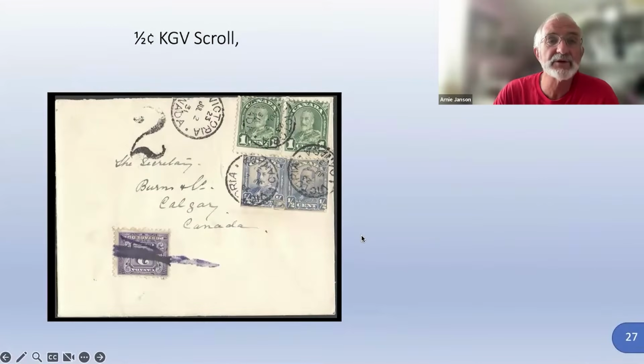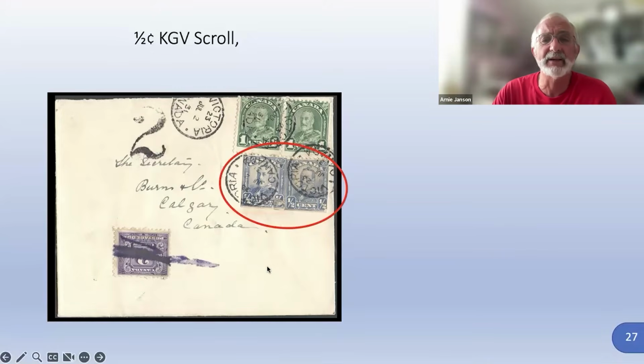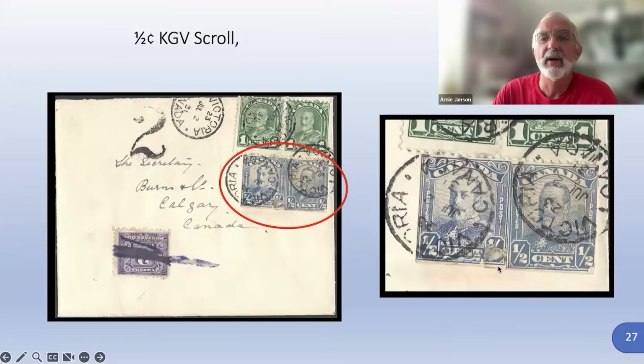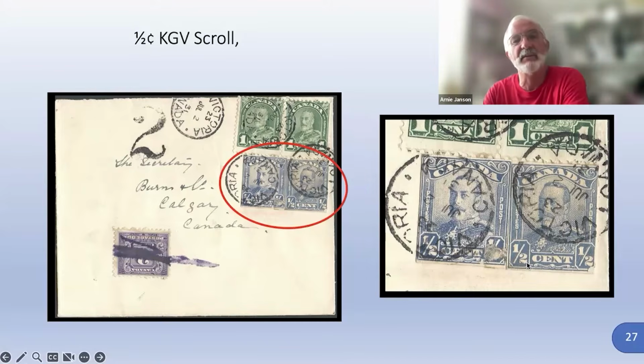Here's a half-cent King George V scroll. Most people probably have never seen the half-cent stamp. It's not listed in the catalog. And it looks like it's got a little bit of perforations at the top here. Well, that's all fake. There it is here. These are cutouts taken from a piece of postal stationery, a postcard at the time, which had a half-cent rate. And so someone needed an extra cent to make up the 3-cent rate and took cutouts from postal stationery.